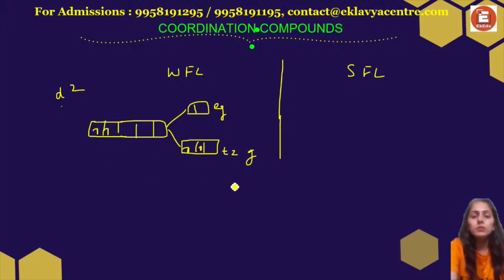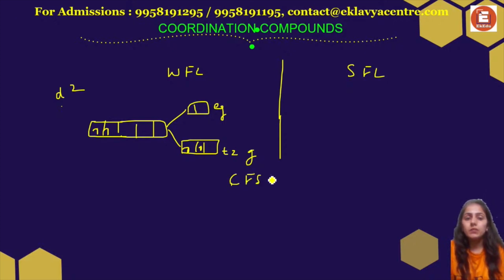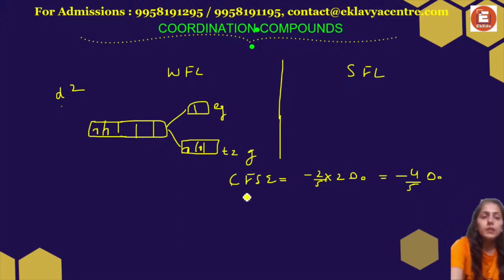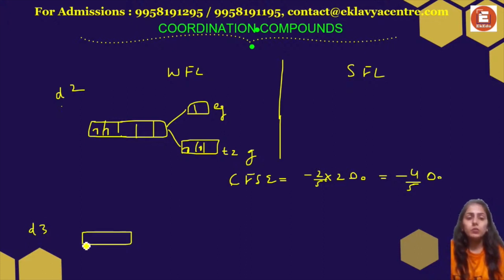So what is the value of CFSE in both the cases? CFSE is equal to minus 2 by 5 into 2 delta, which is minus 4 by 5 delta. Similarly for d3 also, in both the cases of weak and strong.